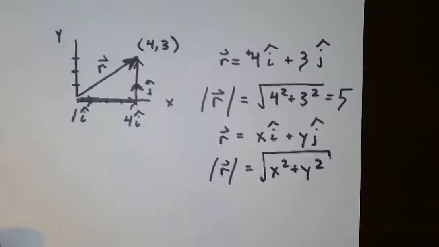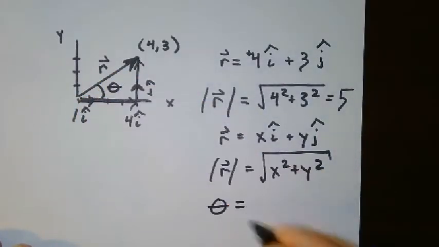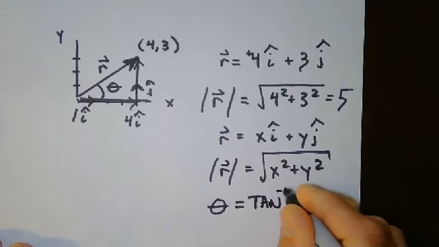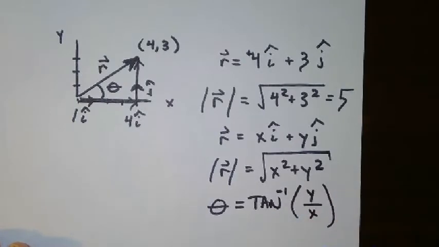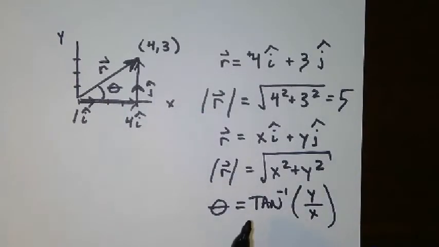Okay? And if you wanted to find this angle, theta, of course, tangent is the way to go. Tangent is opposite over adjacent. And so to find the angle here, in this case, you would take the inverse tangent of y over x. And I think if we do that in this example, we should get something like 36 degrees, I believe, 37 degrees for a 3, 4, 5 triangle. Okay?